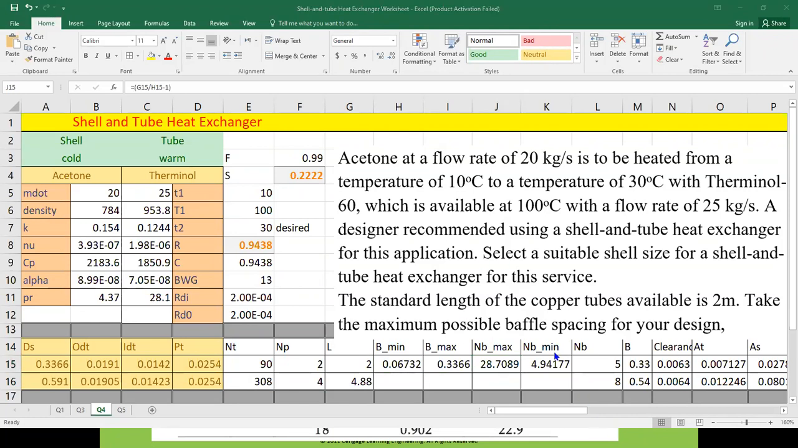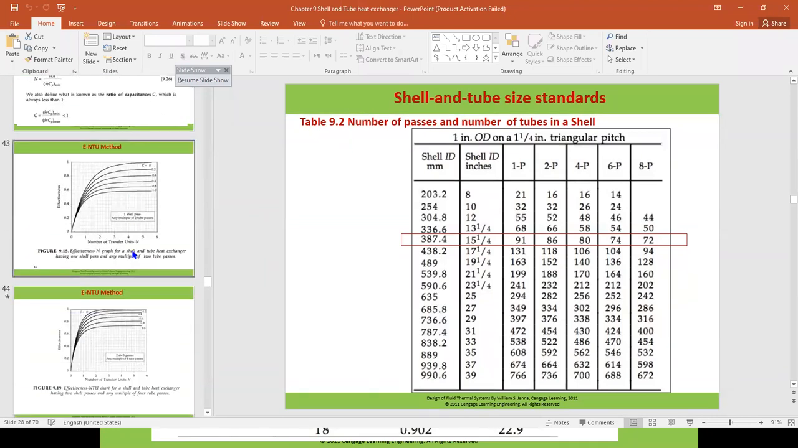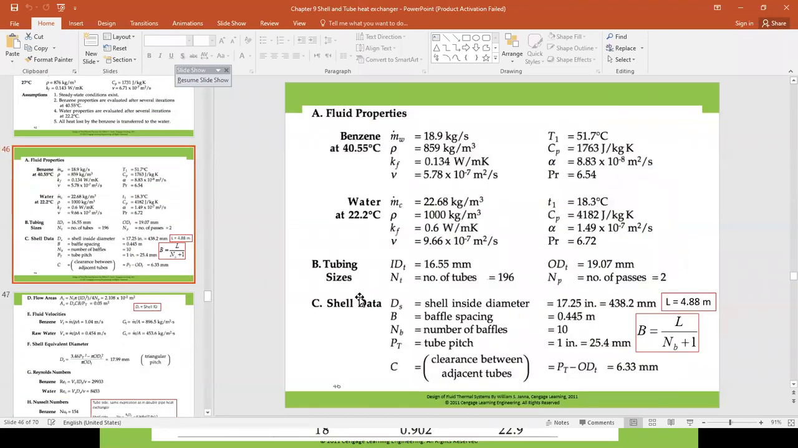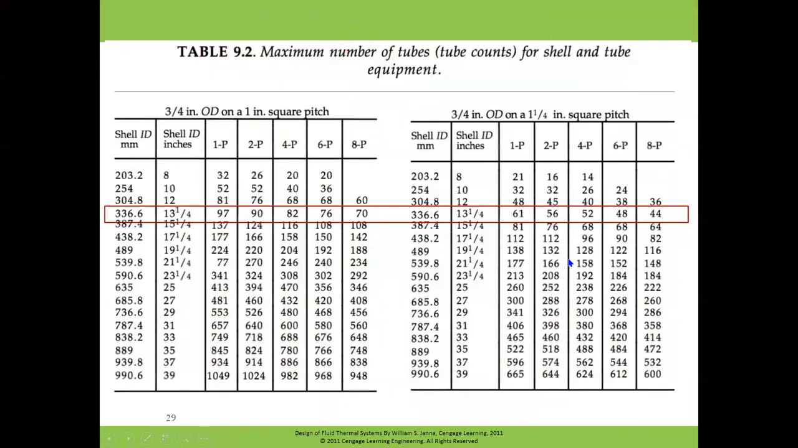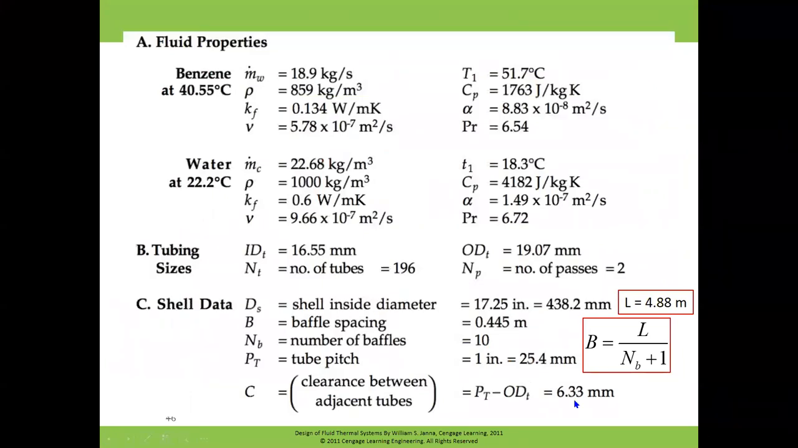So what is the formula for the number of baffle calculation? NB. So we can go to the step. I can show you on my lecture slides also, baffle spacing. Yeah, here it is. Yeah, this is baffle spacing.